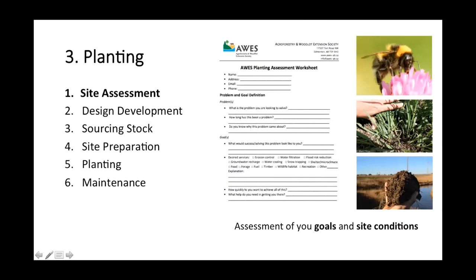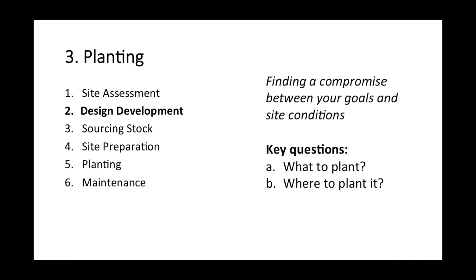And yeah, this worksheet is good for helping you define your goals for your planting and look at everything you've got to consider, your competing vegetation, your soils, everything like that. So your assessment is an assessment of your goals and site conditions. And then moving into design development, which is about finding a compromise between your goals and site conditions. So figuring out what would work for both, more or less. And the key questions you want to ask with that are what to plant and where to plant. Or sorry, a good design should answer those two questions. What are you going to plant and where are you going to plant it?